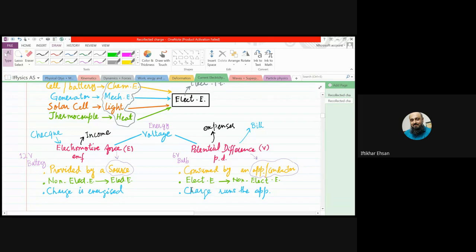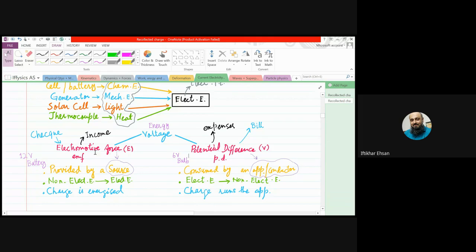So the energy which is given to the charge is called EMF, electromotive force, the energy which is motivating the electric charge, right? This is the energy which is given to the charge, while potential difference is the energy which the charge gives to the appliance. They are quite opposite to each other.